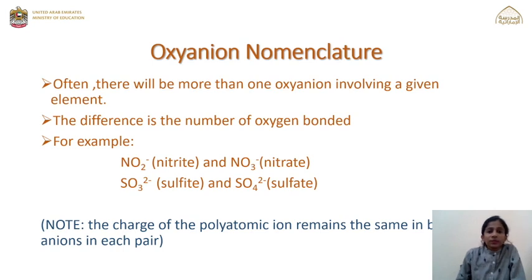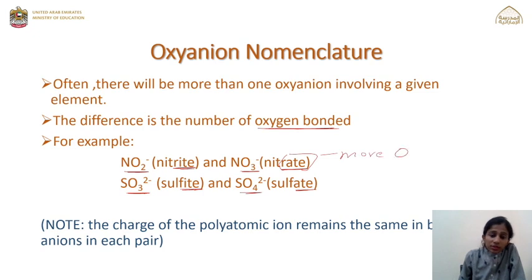Oxyanion nomenclature depends upon the number of oxygen atoms present in the anion. You can see the example here. NO2- is called nitrite, NO3- is called nitrate. In the same way, SO3 2- is called sulfite and SO4 2- is called sulfate. So the more the number of oxygen, the suffix used will be -ate. When the number of oxygen is lesser, the suffix will be -ite for that particular type of oxyanion.